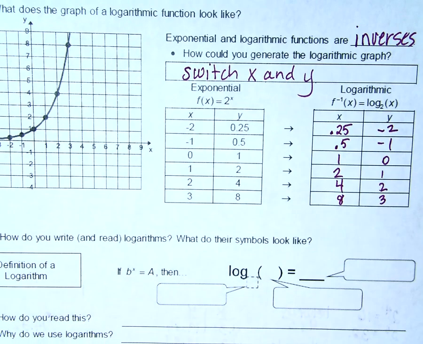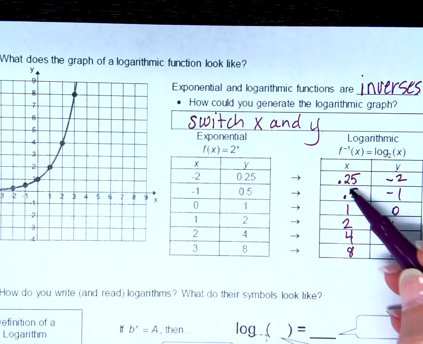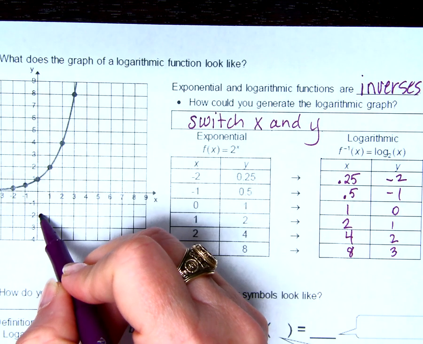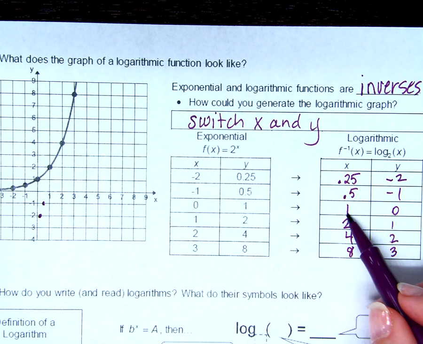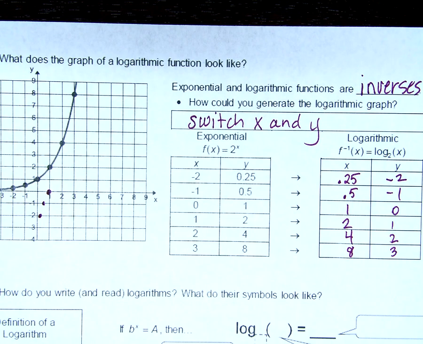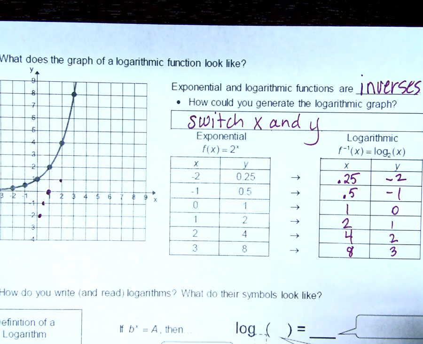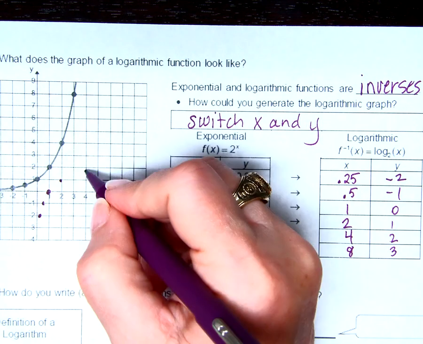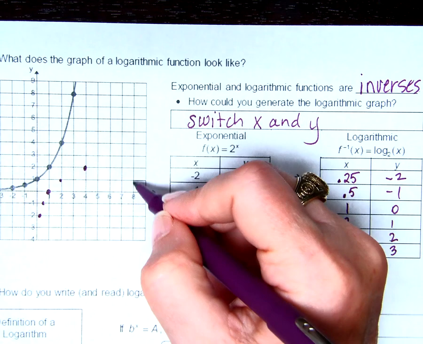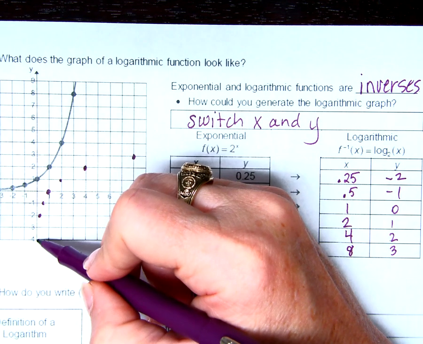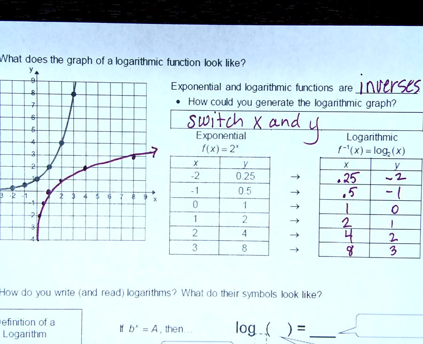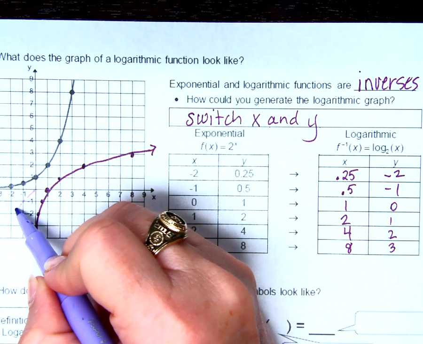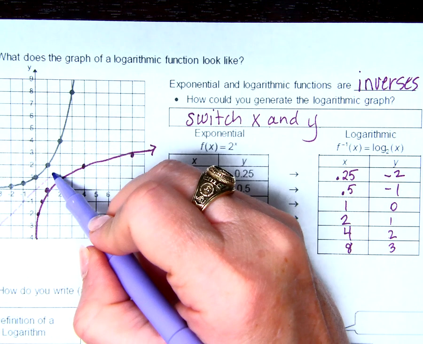So if I go to graph this function, I have 0.25 and -2. I have 0.5 and -1. I have 1 and 0. I have 2 and 1. I have 4 and 2. And I have 8 and 3. Because I switched x and y, I kind of made them trade places with each other, right?